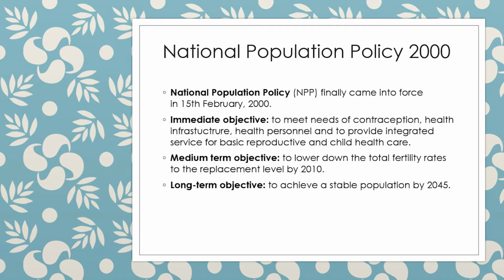Population Policy 2000. National Population Policy finally came into force on February 15, 2000. Immediate objective: to meet the needs of contraception, health infrastructure, health personnel, and to provide integrated services for basic reproductive and child health care. Medium term objective: to lower the total fertility rates to the replacement level by 2010. Long term objective: to achieve a stable population by 2045.